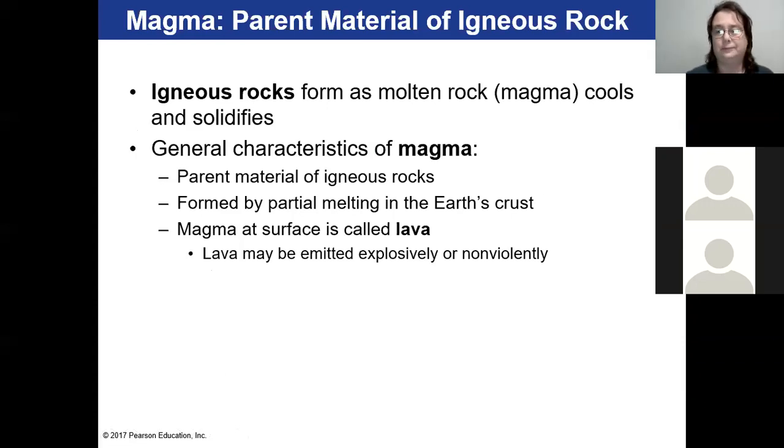So igneous rocks form when magma, which is the melted rock inside the crust, cools and crystallizes into rock. Magma is formed by what's called partial melting inside the crust. When magma erupts out of the crust, say through a volcano, then it's called lava. So lava is on the surface and magma is still inside the crust. And eruptions can be of varying degrees of explosiveness, down to very goopy Hawaii-type eruptions.